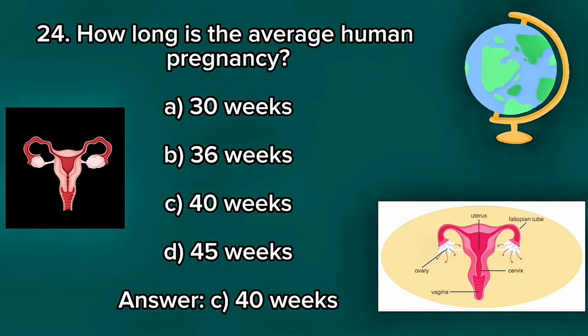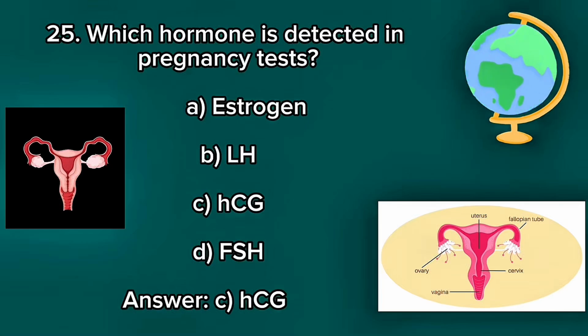How long is the average human pregnancy? A. 30 weeks, B. 36 weeks, C. 40 weeks, D. 45 weeks. Answer, C. 40 weeks. 25. Which hormone is detected in pregnancy tests? A. Estrogen, B. LH, C. HCG, D. FSH. Answer, C.